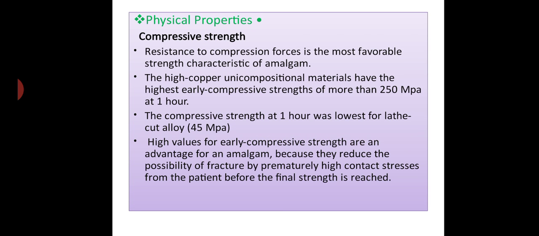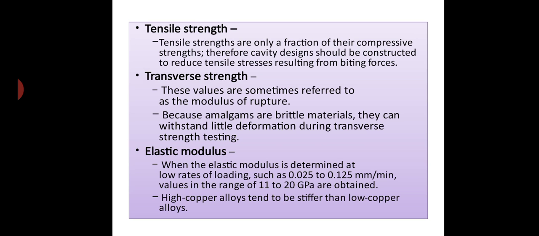Physical properties: compressive strength. The resistance to compressive forces is the most favorable strength characteristic of amalgam. The high copper unicompositional material has the highest early compressive strength, more than 250 MPa at 1 hour. The compressive strength at 1 hour was lowest for the lathe cut alloy, 45 MPa. High values of early compressive strength are an advantage for an amalgam because they reduce the possibility of fracture by prematurely high contact stresses from the patient before the final strength is reached.